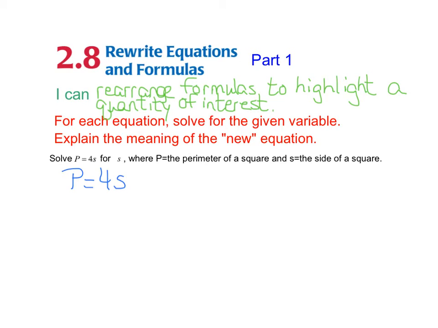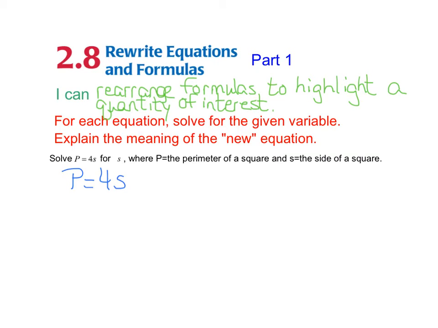This is called a literal equation. That means basically it's got lots of variables and not just one, okay? Now, right here they tell us what they want us to solve for. We want to solve for S, okay? So my first goal, what they tell me up here in my instructions, is for each equation, solve for the given variable. So we're going to take this equation and solve for S. We're going to isolate S. We're going to use our equation rules.